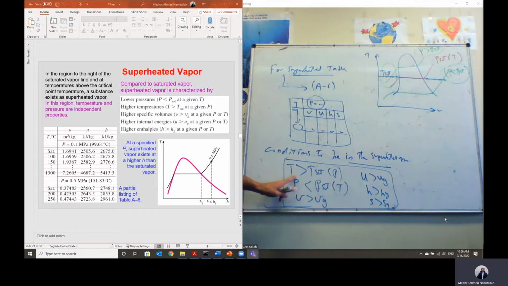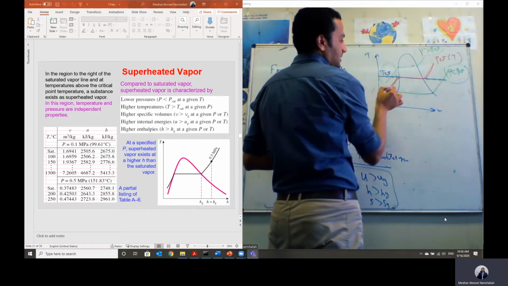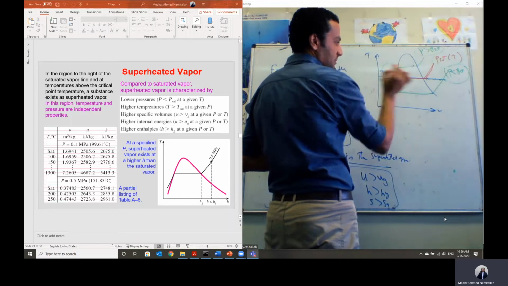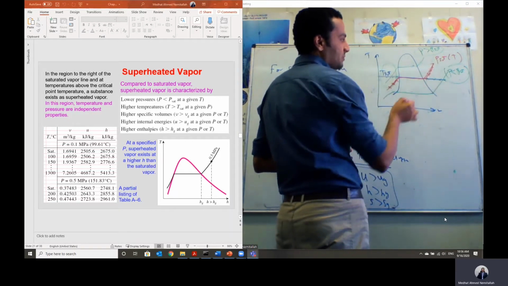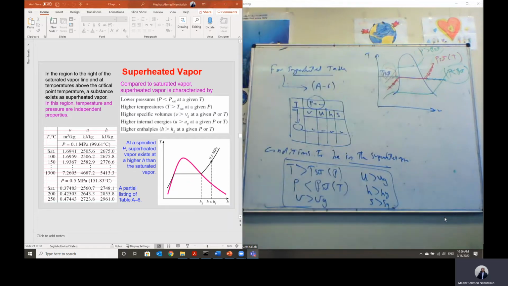But the temperature is greater than T saturation at a given pressure. So at a given pressure, let's look at this pressure line. Any point here has a temperature that is less than T saturation at this given pressure. And any point here at this given pressure should have a temperature that is greater than T saturation. And this is the condition to be in the superheated zone.